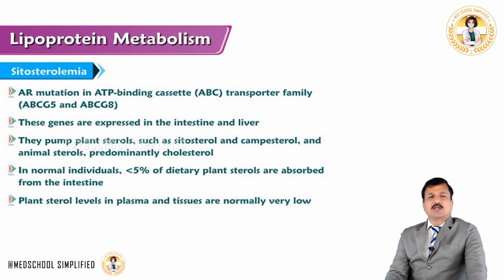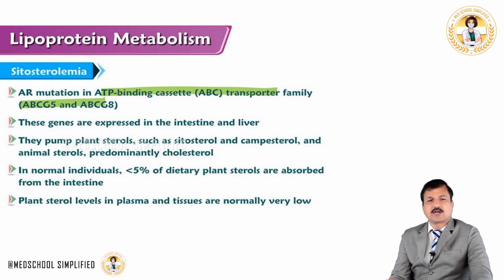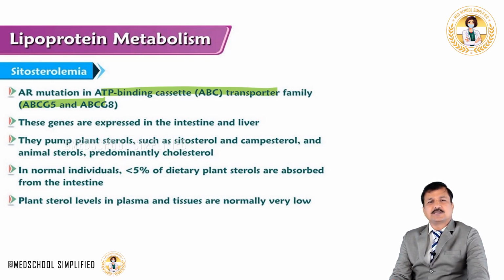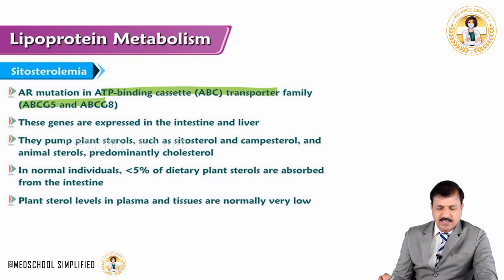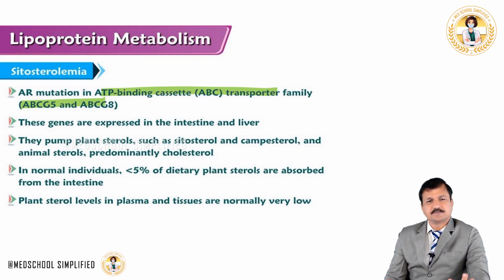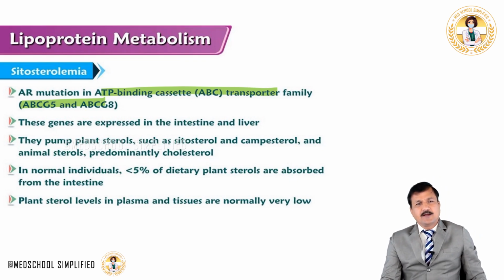Now cytosterolemia is an autosomal recessive mutation in a protein called ATP binding cassette transporter G5 and G8. That is the ABC G5 and G8 transporter. What is the role of the ABC G5 and G8 transporter? We must understand that first, then we can understand the mechanism of cytosterolemia.